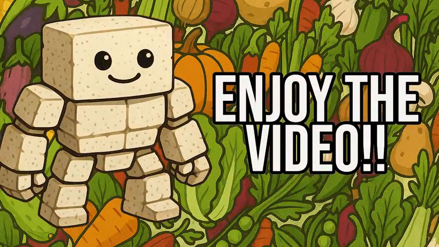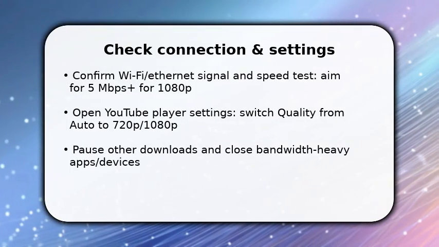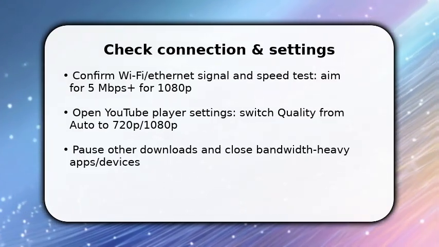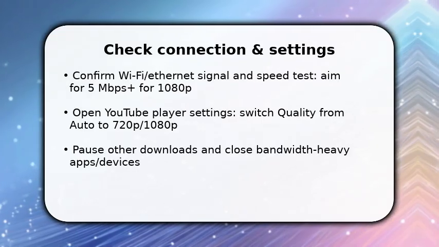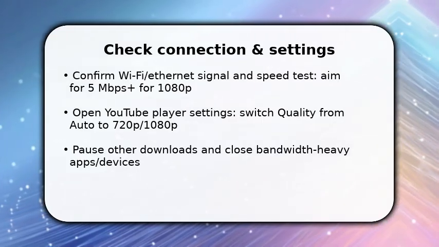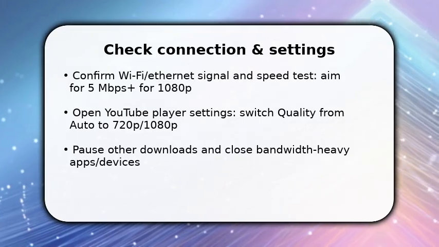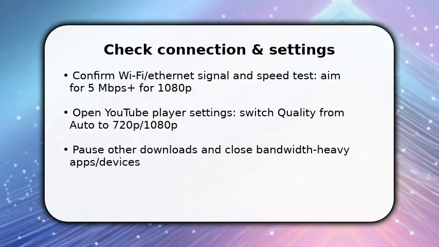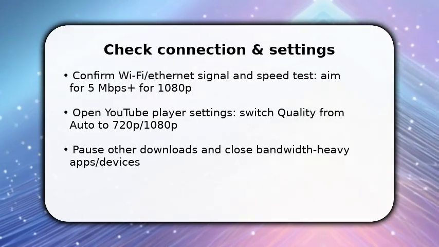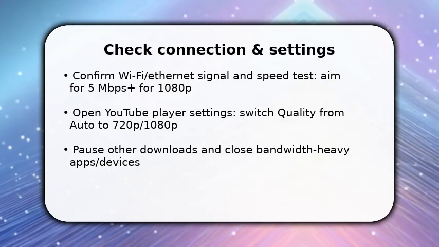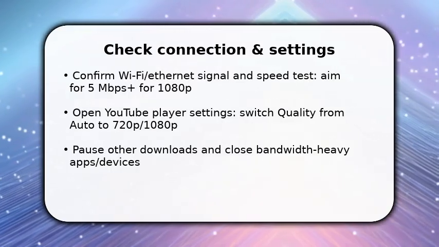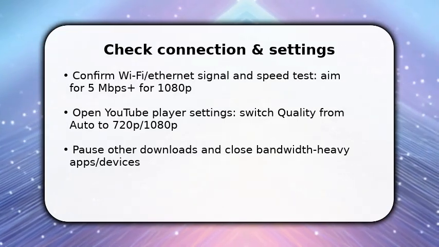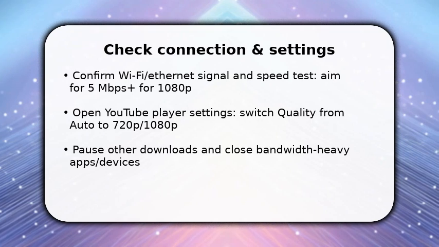Please enjoy the video. You start by securing the basics. Check your network and device. Run a quick speed test. You want at least 5 Mbps for stable 1080p. Once done, open the YouTube player, tap the gear, and change quality from auto to a target like 720p or 1080p so the player stops downscaling. Also, make sure no other app or device is saturating your bandwidth. That immediately improves buffer behavior and prevents automatic drops in resolution.